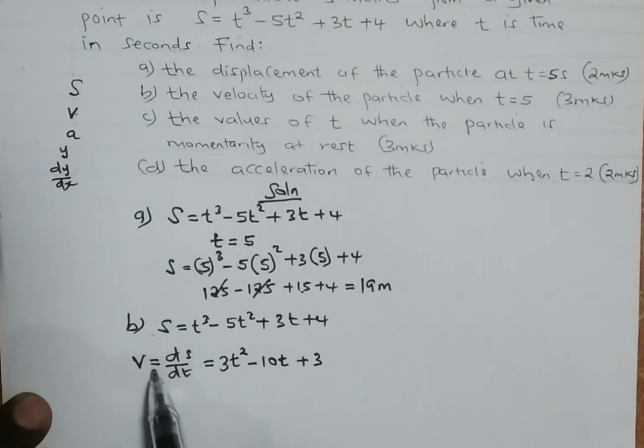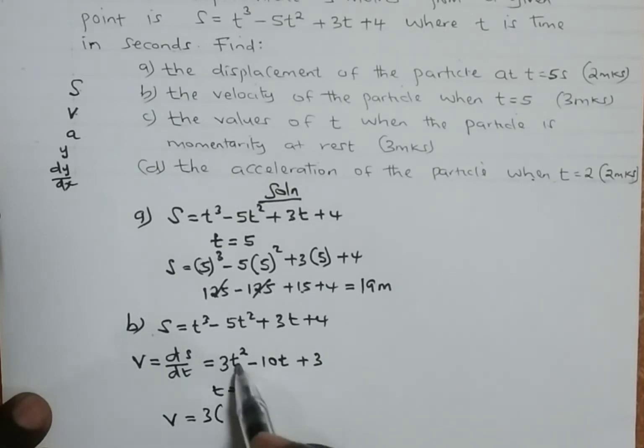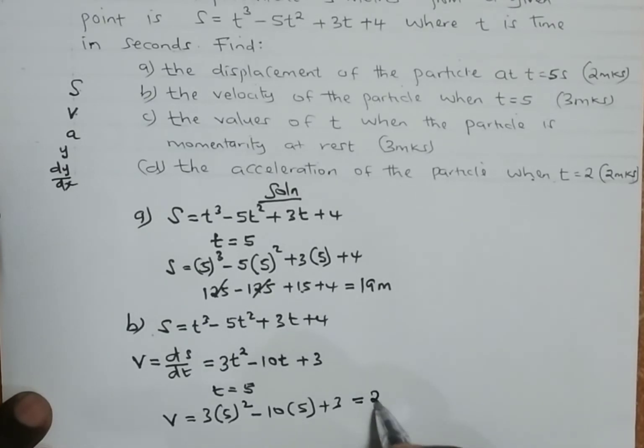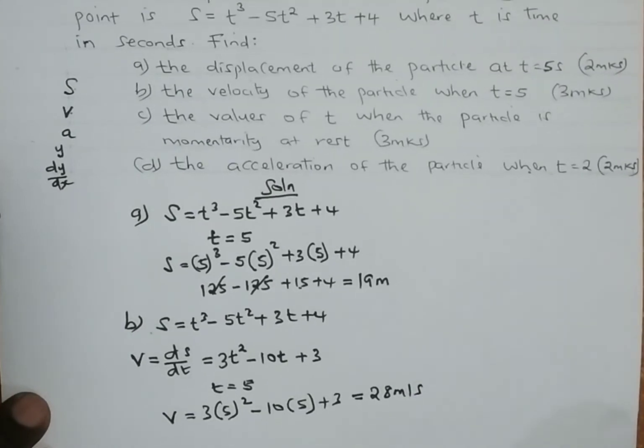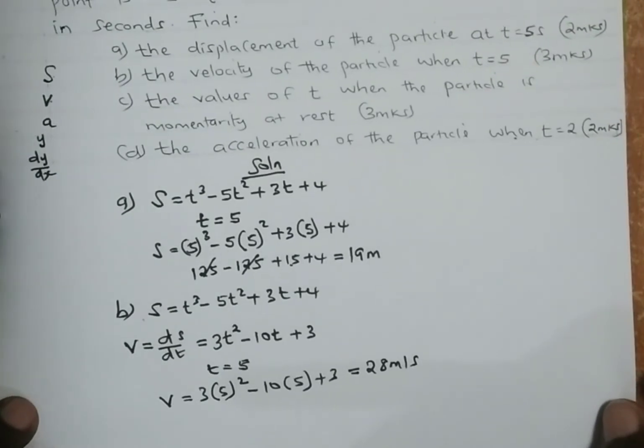So we have the velocity function, and at t is equal to 5 seconds, velocity is going to be equal to 3 into the value of t, which is 5, squared, minus 10 into the value of t, which is 5, plus 3, and this one is going to give us 28 meters per second as the answer to part B of the question.